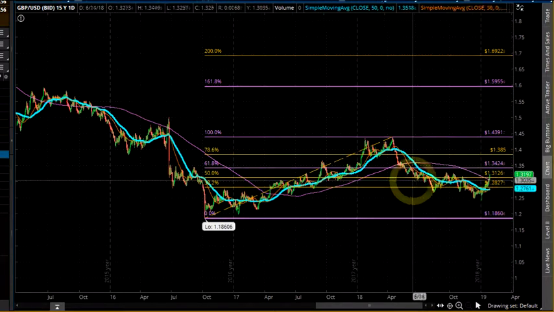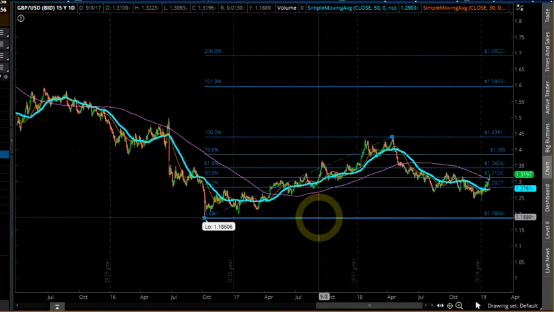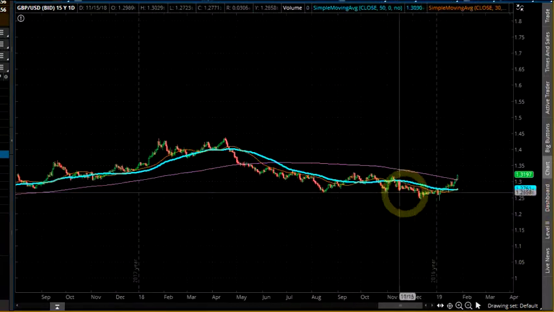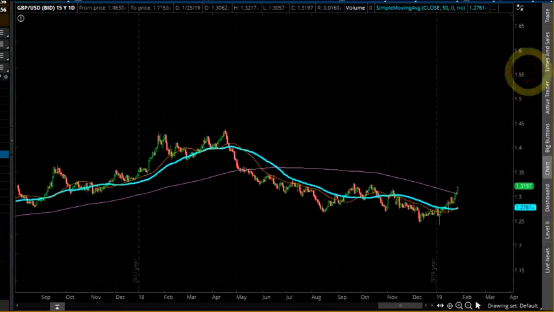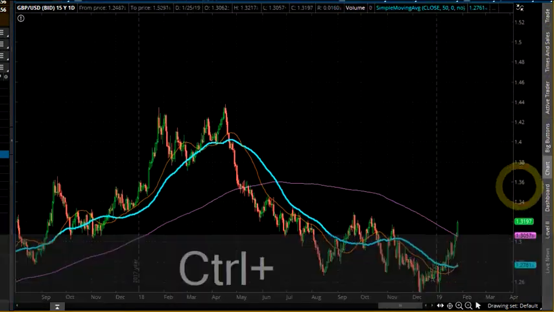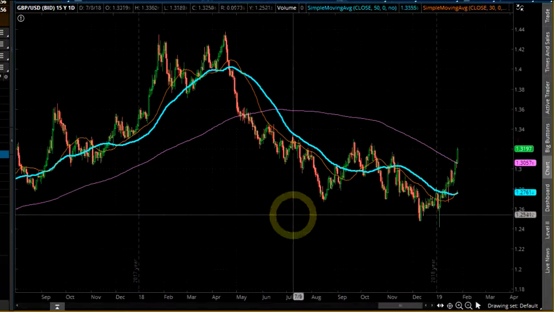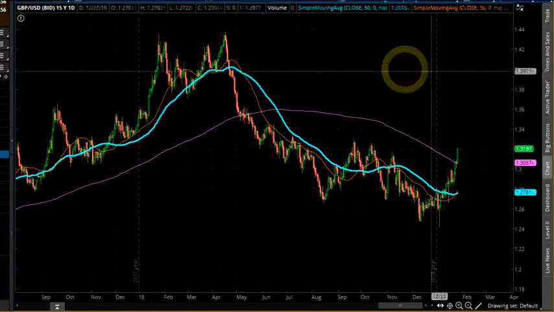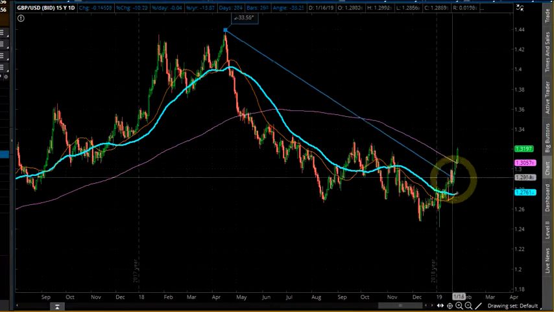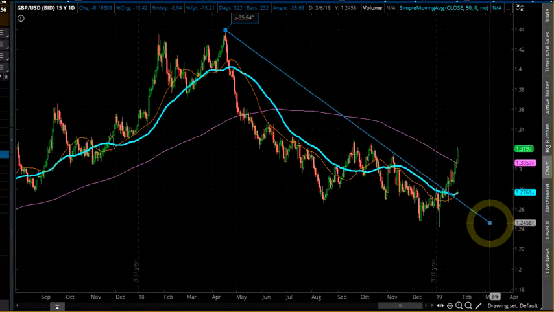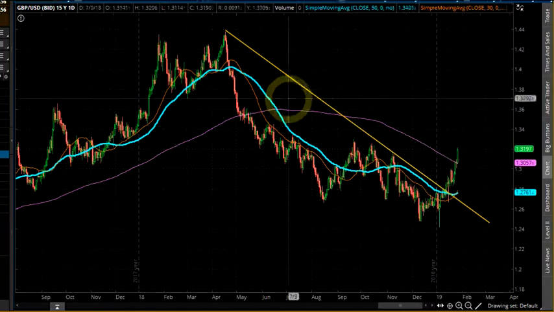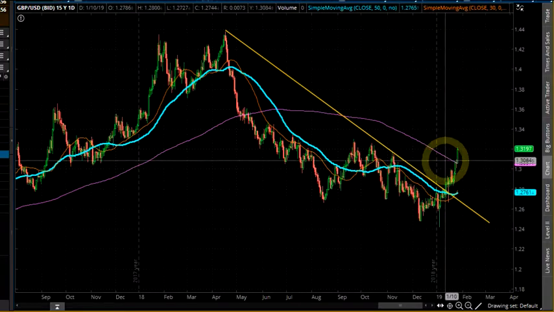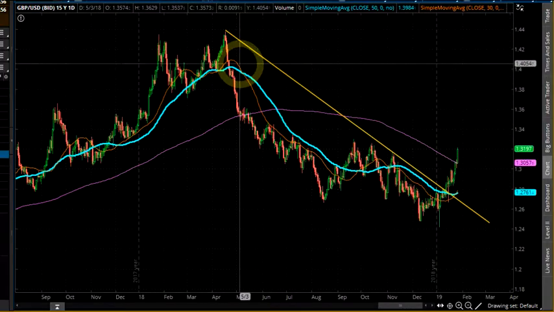I mean, let's take this Fibonacci off. If I draw a downtrend line here, let me make it more pronounced. So if I draw a downtrend line here, connecting the highs, what do I have? I've got a breakout of this downtrend line, also known as a flag pattern.